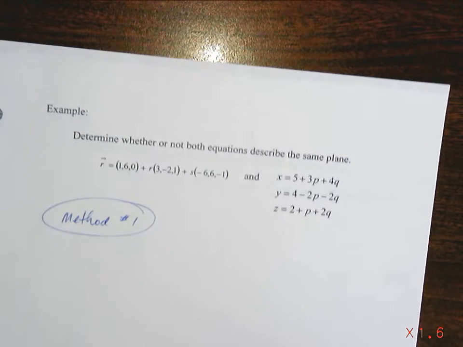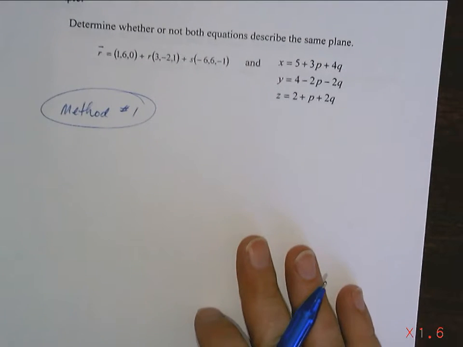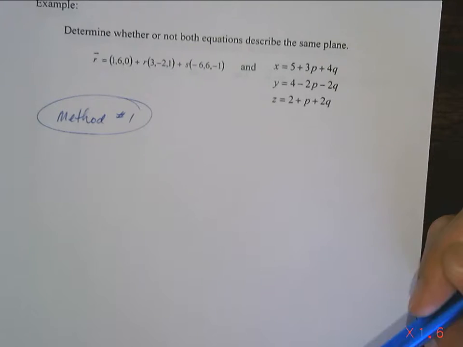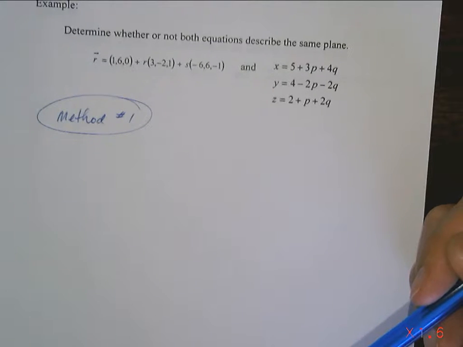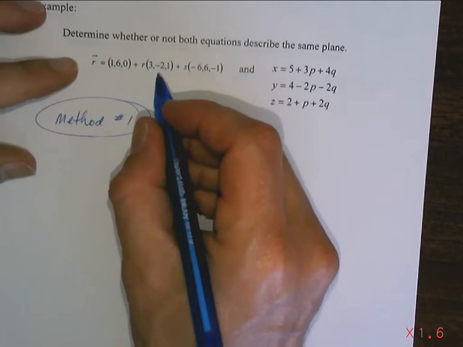Now first off, it's asking me whether or not both equations describe the same plane. The low-hanging fruit here, the easiest way to solve this question, is if they don't describe the same plane. And if they don't describe the same plane, what you're going to find out is that the normals will not be scalar multiples. That's your low-hanging fruit. If you can prove that the normals are not scalar multiples, then you can prove that they are not coincident.